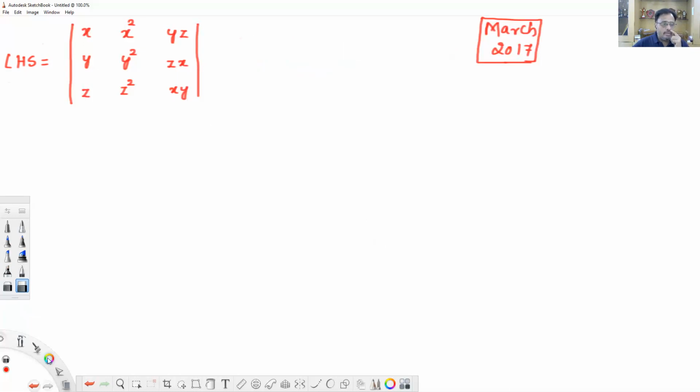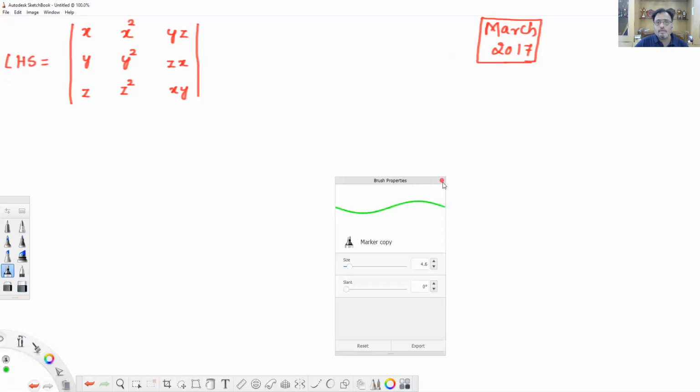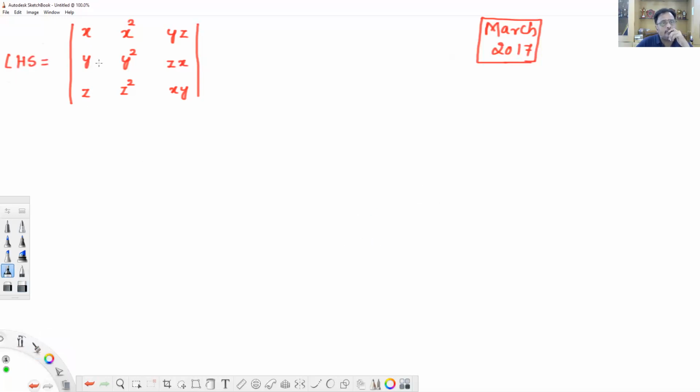So dear students, directly, first, what operations are we going to do on this? First here, look at this. I'll go by R1 minus R2 because I'll get x minus y. And again R2 minus R3 I'll do. R2 minus R3 means definitely I'll get y minus z also. So therefore, in this original body, minimum 1 row and 1 column should be unchanged.